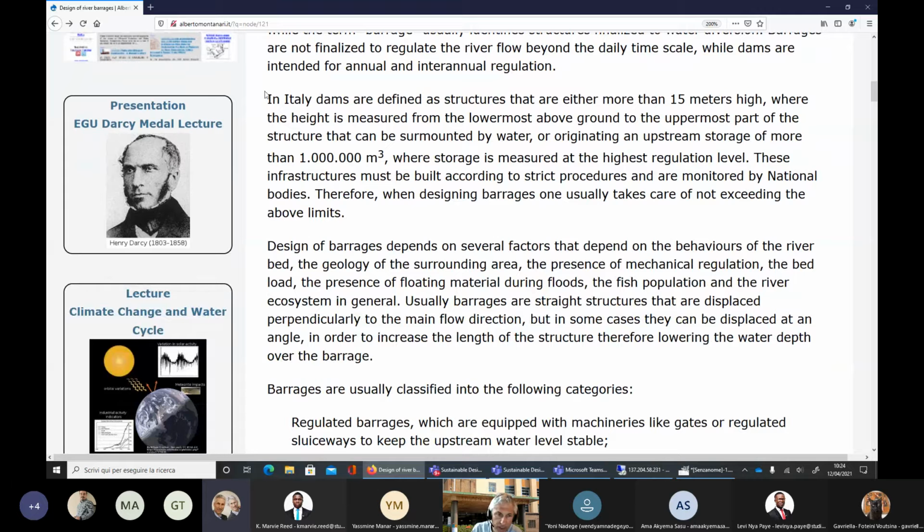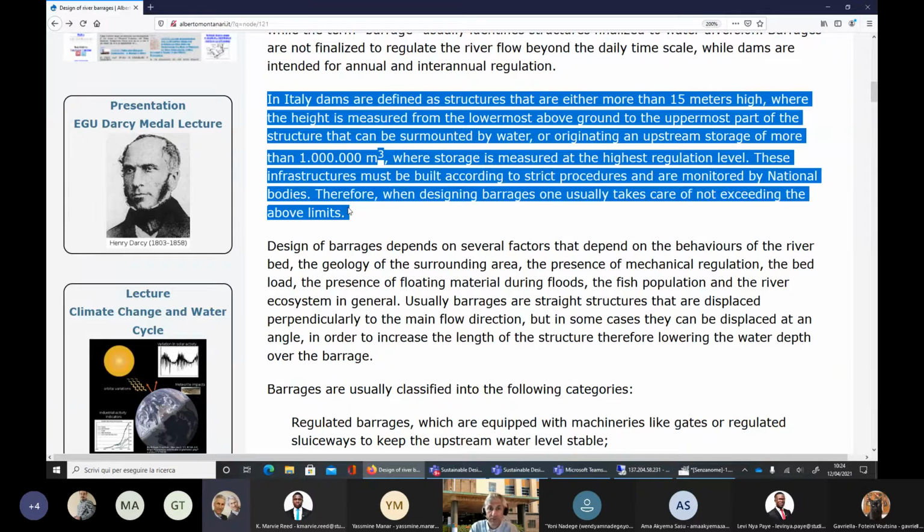So let's look at the difference in quantitative terms between barrages and dams. In Italy, dams are defined as structures that are either more than 15 meters high, where the height is measured from the lowermost above ground to the uppermost part of the structure. Okay, lowermost above ground and uppermost part of the structure. I'll give you a sketch.